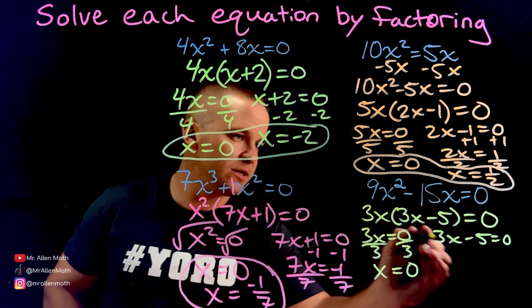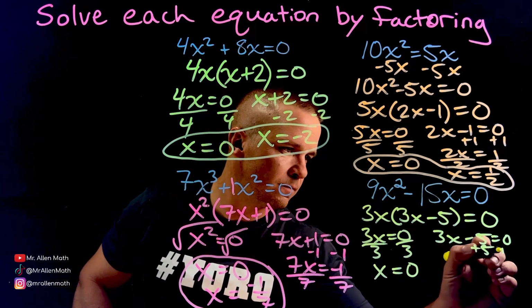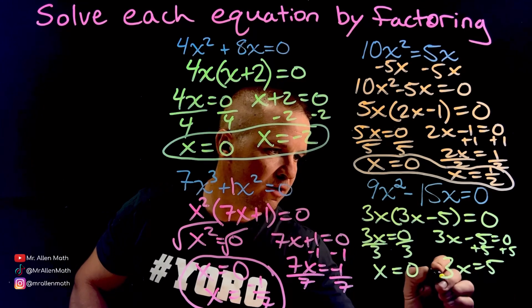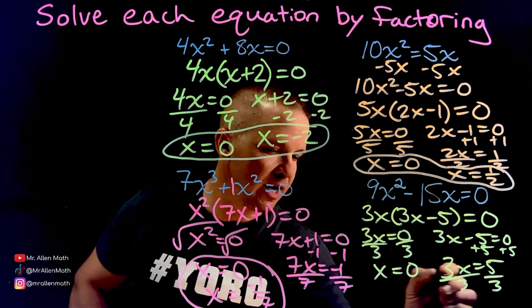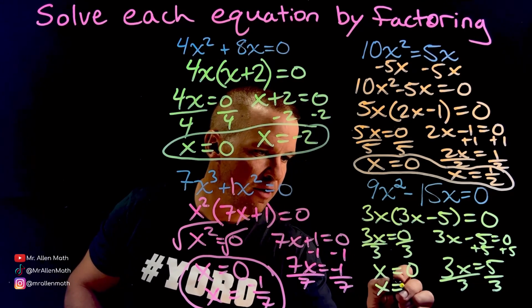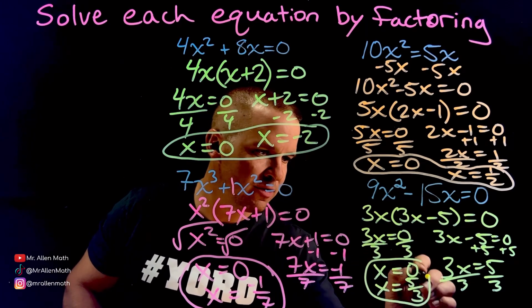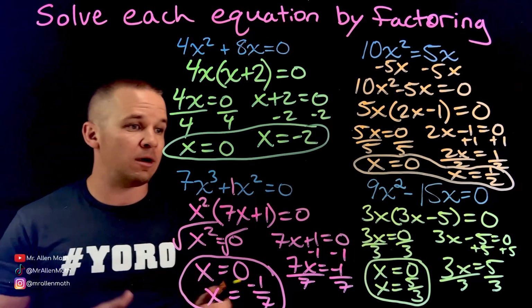Yay. And then this one over here, I'm going to add 5. I get 3x equals 5. Divide by 3. And I get x equals, I'll put it over by this guy, 5/3. Hopefully we didn't run out of space. I know it's getting a little low on my board there. There we go, guys.